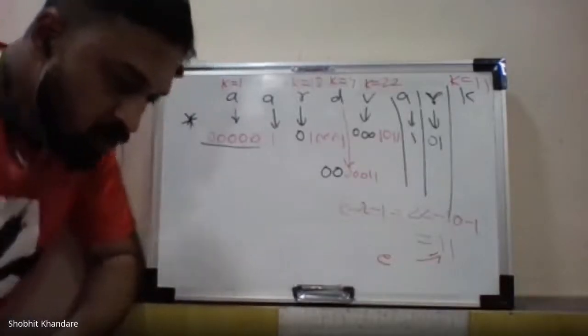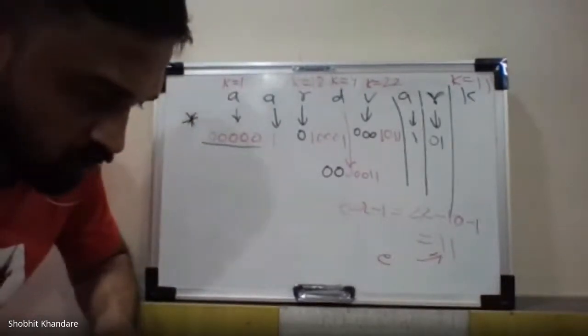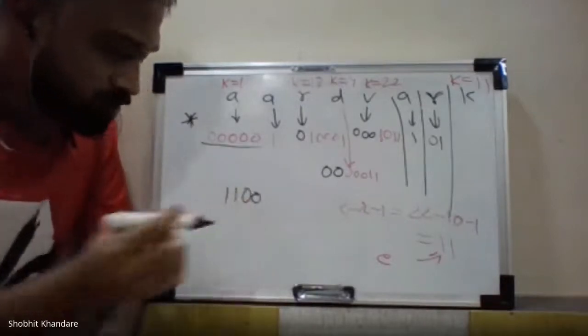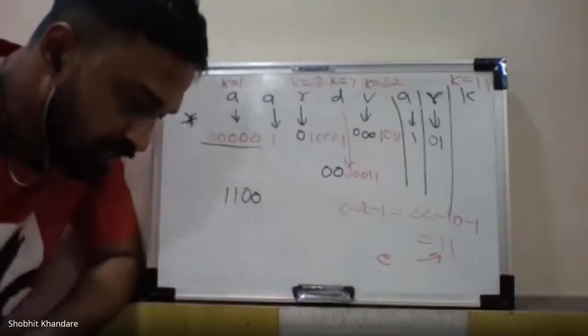Now see, you have 4 times 0? No. Your NYT code should come 1100. Now please see the tree diagram.